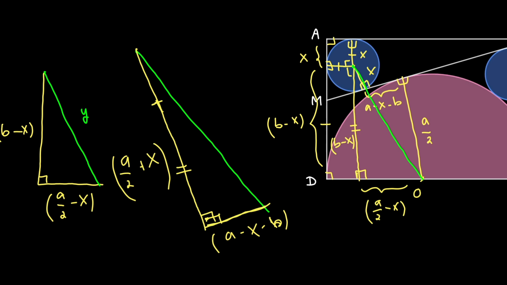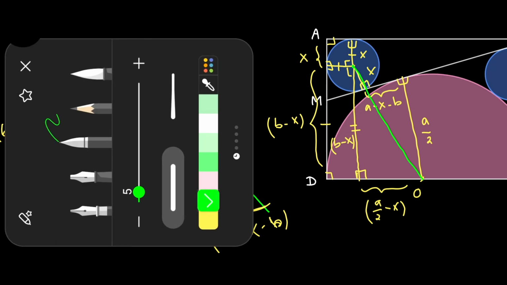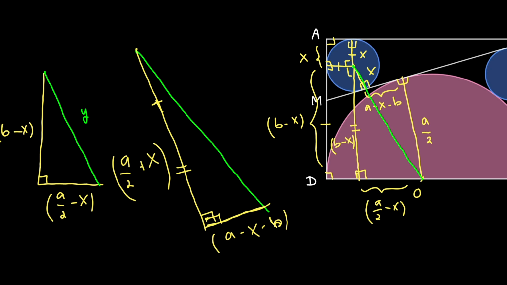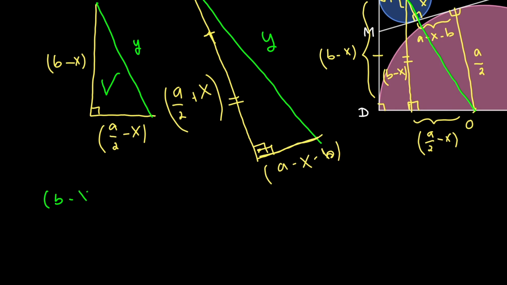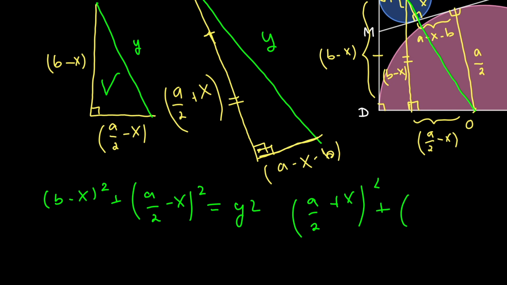Okay, now I can see that here we again have a right angle triangle, and the hypotenuse of this right angle triangle is again the green line that we have just taken as a value y. So if I apply the Pythagoras theorem in this right angle triangle, I will get (b minus x) whole square plus (a upon 2 minus x) whole square equals y square. And by applying the Pythagoras theorem in this right angle triangle, I will get (a upon 2 plus x) whole square plus (a minus x minus b) whole square equals y square.